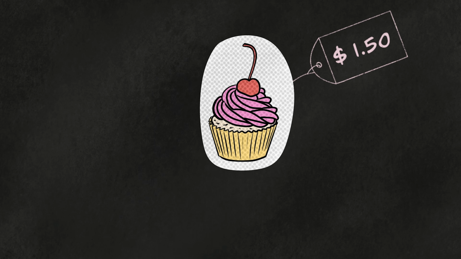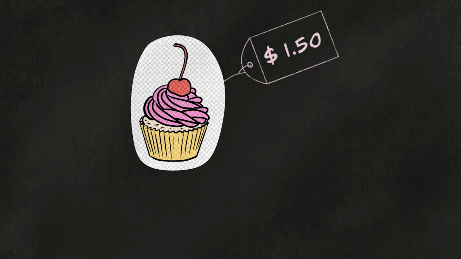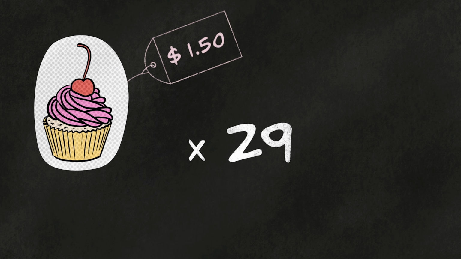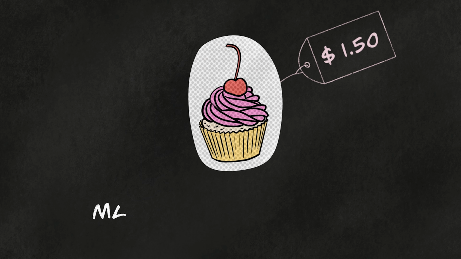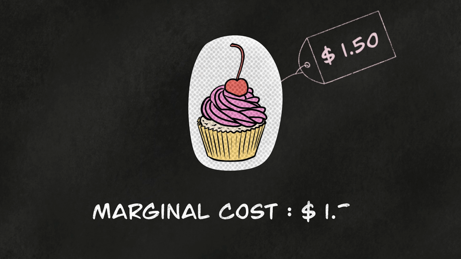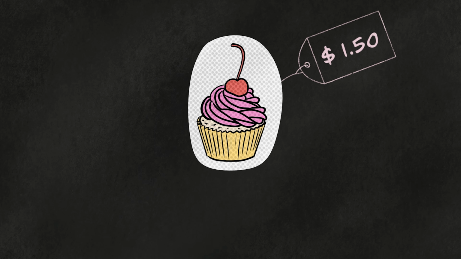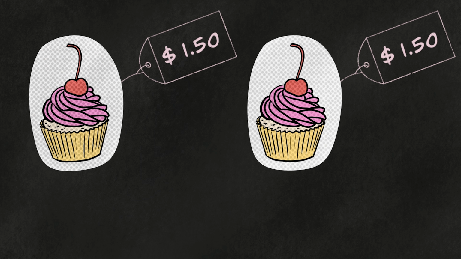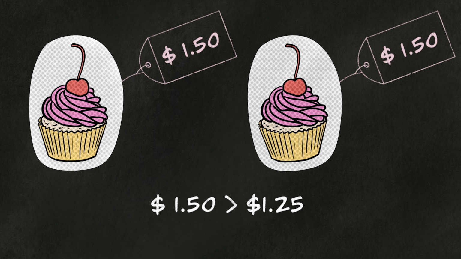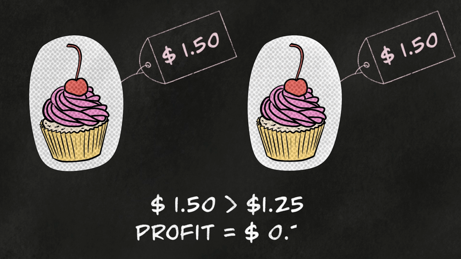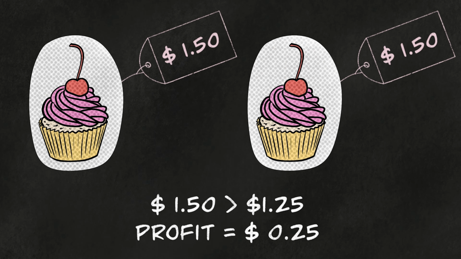So imagine the price of a cupcake is $1.50, and you want to produce 29 cupcakes. To produce this last cupcake, it costs $1.25. So that is the marginal cost. So can the bakery increase its profits? The answer is yes. If it produces one more cupcake, revenue increases by $1.50, which is greater than the $1.25 it costs to produce.